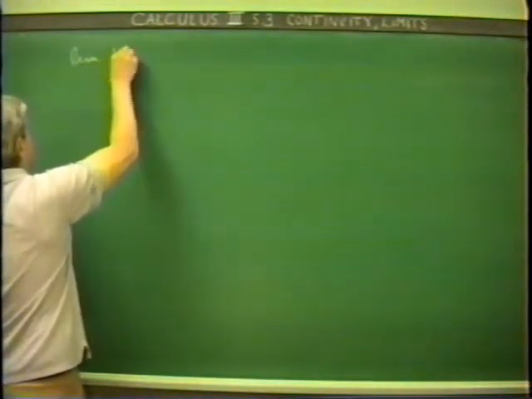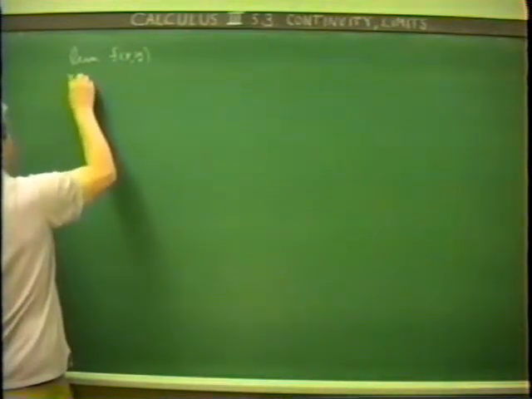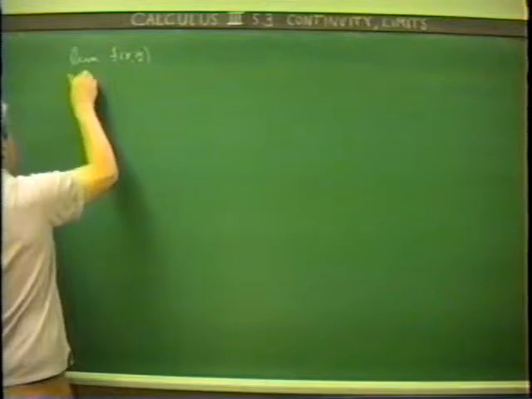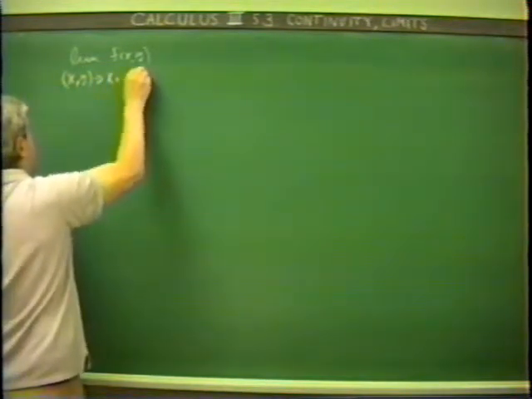We're going to talk about the limit of a function of two variables, f of x and y, as x and y approach a point x naught, y naught.